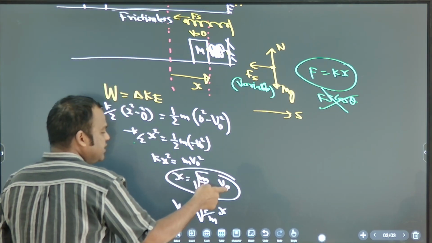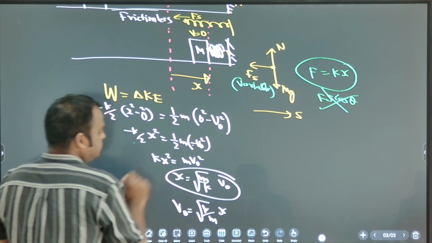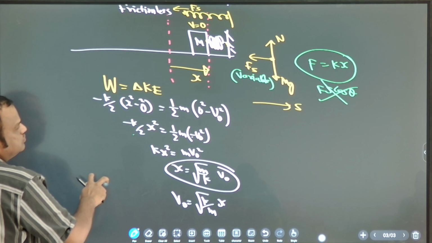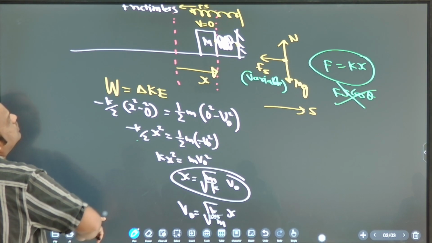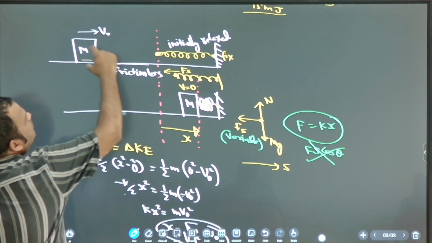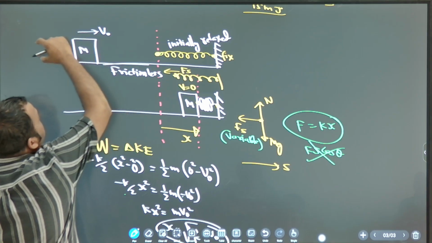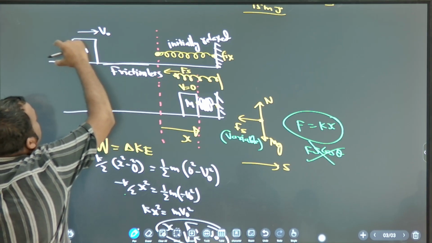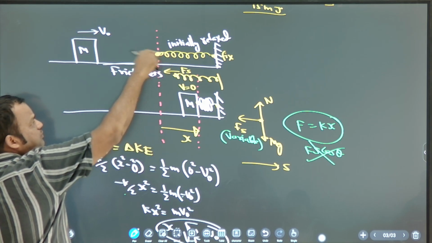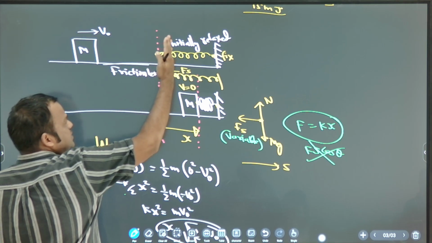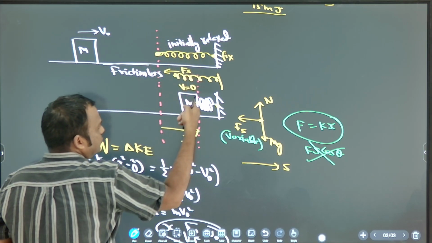If speed is given, you can find compression. Okay, fine. So this is done. So speed is decreasing. Remember, up to here it is constant speed. Up to here it is constant speed. The moment it hits the spring, the speed will decrease to 0.